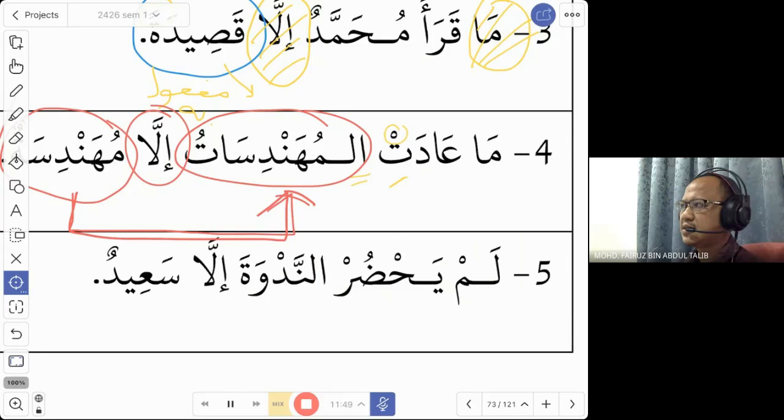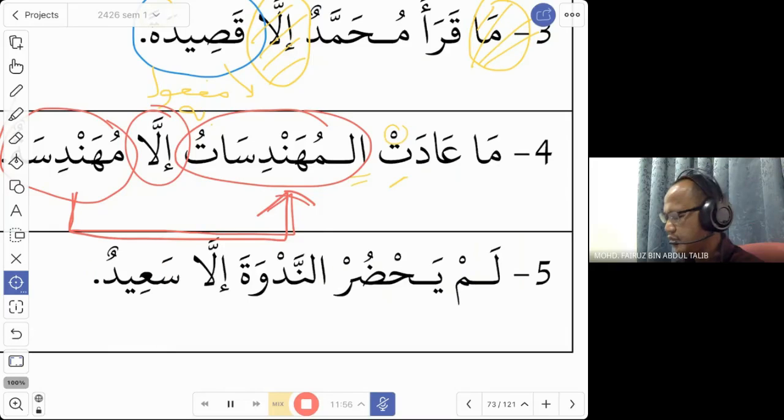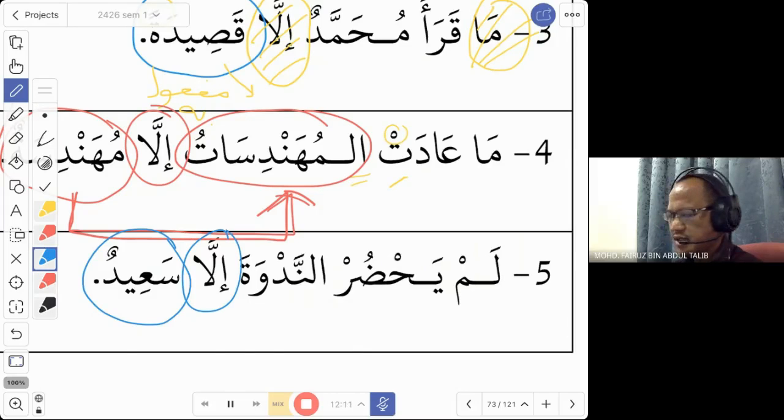Nadwa is like a symposium. You can call it nadwa. Did not attend the symposium except for Said. So which means that only Said attended the symposium. Only Said attended. Okay, so that is the meaning of the jumlah. Adatul istisna illa, mustasna Said. Okay, adat and mustasna is easy.